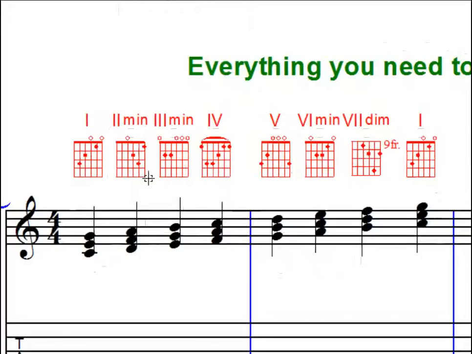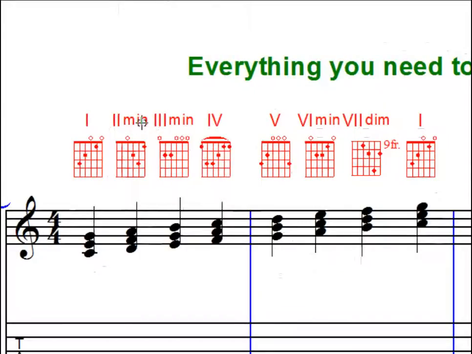A 2 minor, that just means that this chord, which happens to be D, which you wouldn't know unless you knew what notes these were on your fretboard. In other words, if you knew the names of all these notes. This is functioning as the 2 chord and it's minor. This is functioning as the 3 chord and it's minor, and it happens to be E minor. This is functioning as the 4 chord, okay, and it's major.